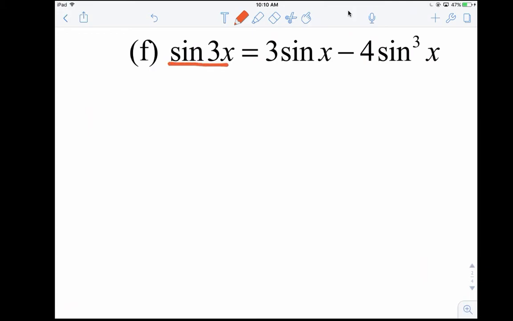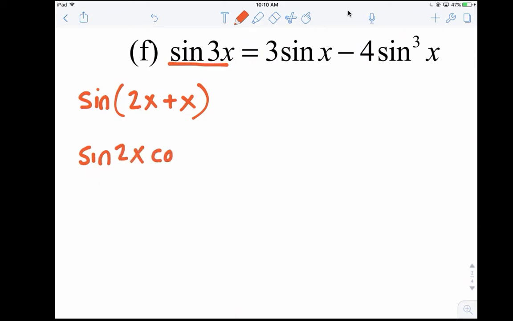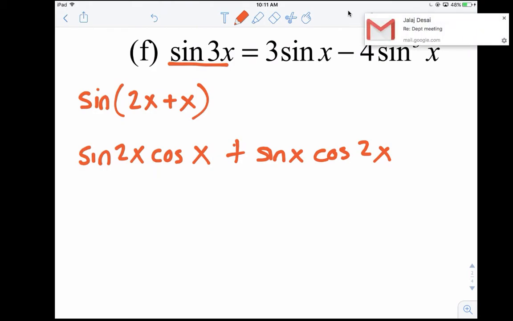All right, so I have sine of 3x. What's another way to make 3x? So that'd be sine of 2x plus x, right? And this is where I want to do my sum formula. So I have sine of the first angle, cosine of the second angle, plus sine of the second angle, cosine of the first angle. Okay?